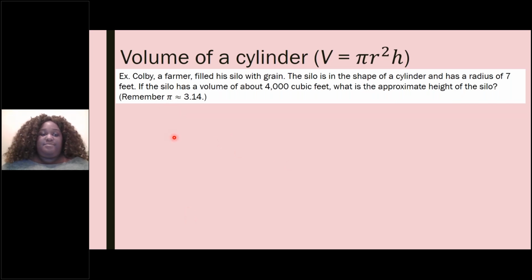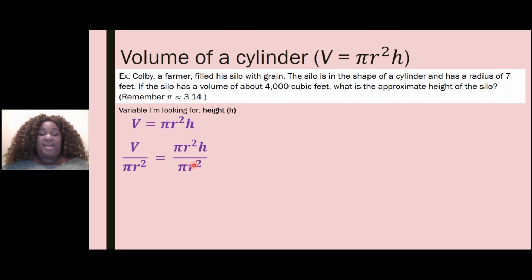So here, figuring out what we're looking for, they want to know the height. So we're looking for h. Okay. So our first step is, well, that's what we're looking for, height. We're going to write our formula out. And we know we need to get h by itself. So I am going to divide by pi r squared. And what I do to the right, I have to do to the left.